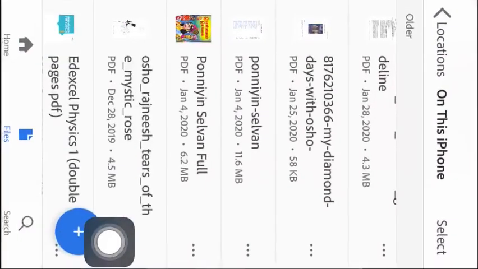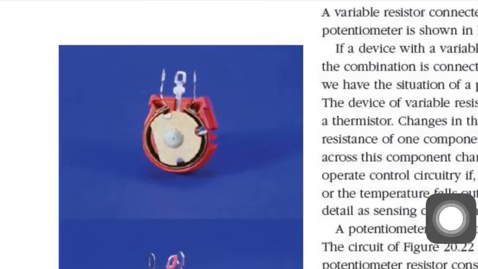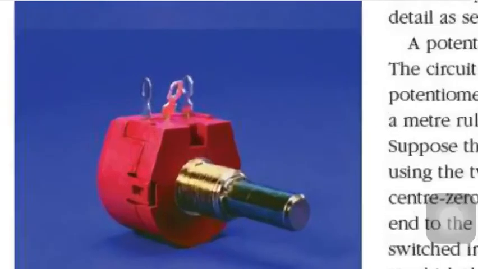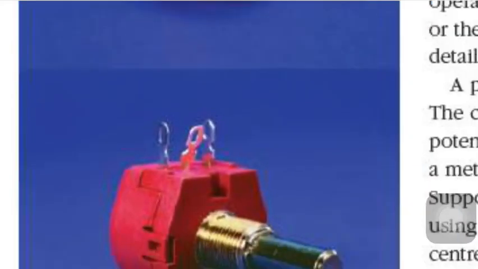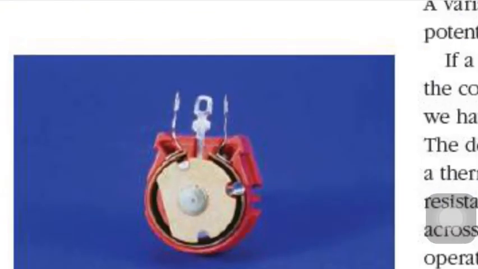And it is shown here. So this is how a real one looks like. Now note down the three terminals here. So it's the A, B and C. So A, B and C, there are three terminals.